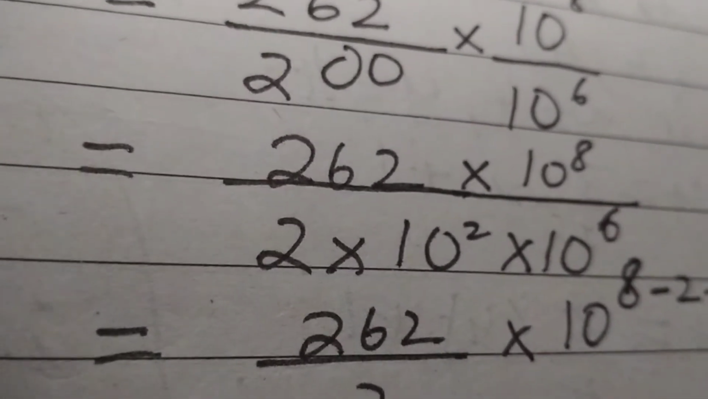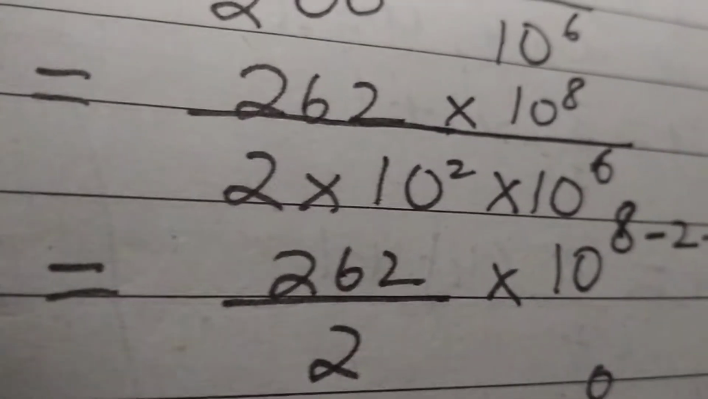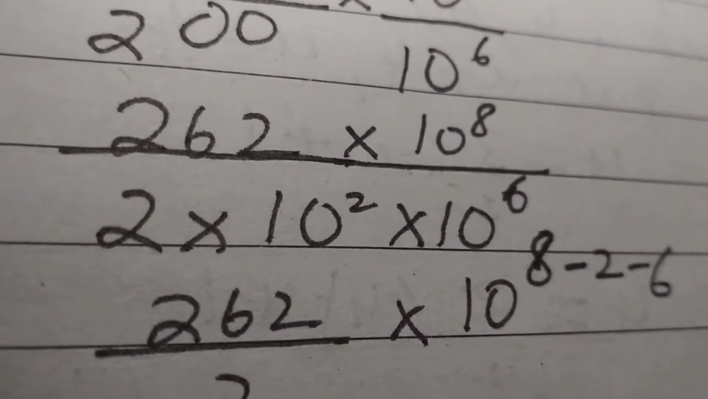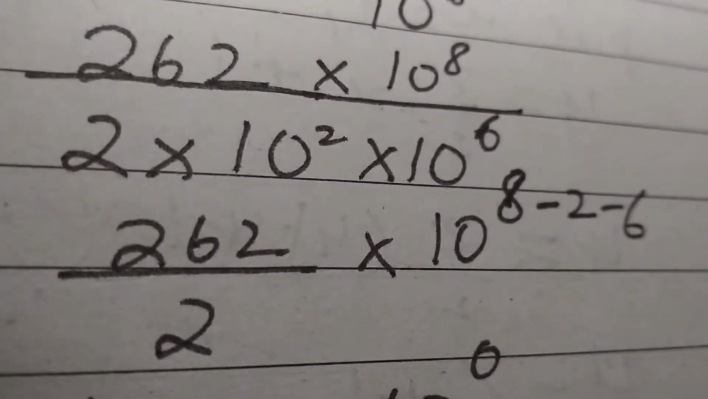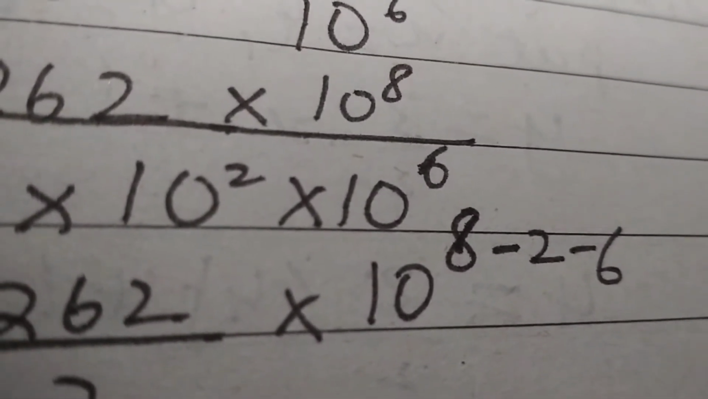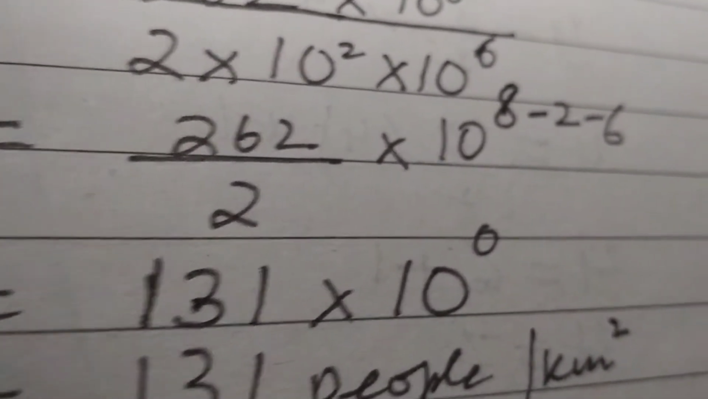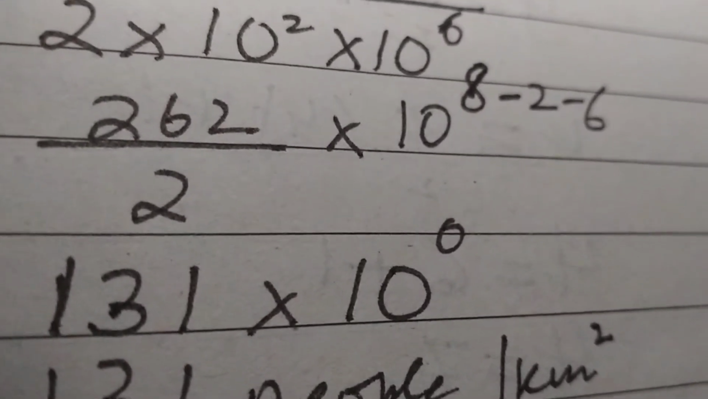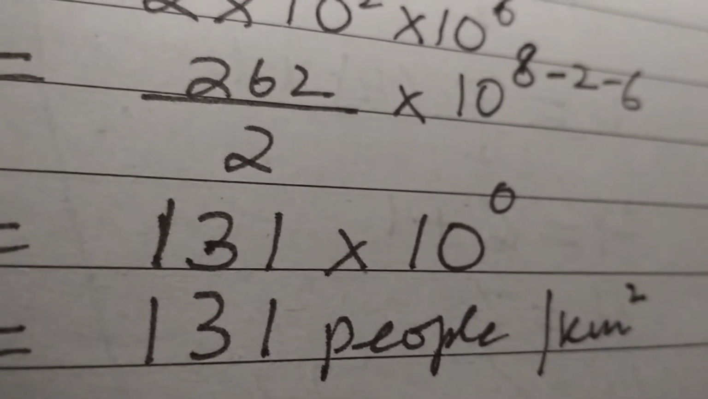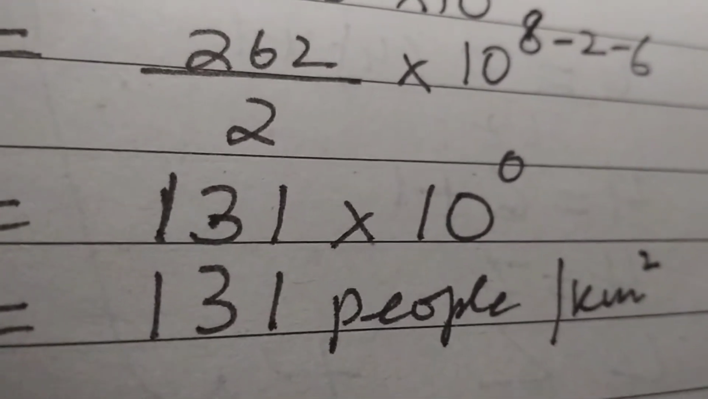I have done this because you can now easily divide 262 by 2, and look at the powers. 10 to the power 8 in the numerator. When you shift the 10 to the power 2 and 10 to the power 6 from the denominator, they will change their signs and they will become minus. So 262 divided by 2 is 131 into 10 raised to the power 0. Why? Because 8 minus 8 will give you a 0. So 10 raised to the power 0 means 1. 131 people per kilometer square. This is the most simplified answer.